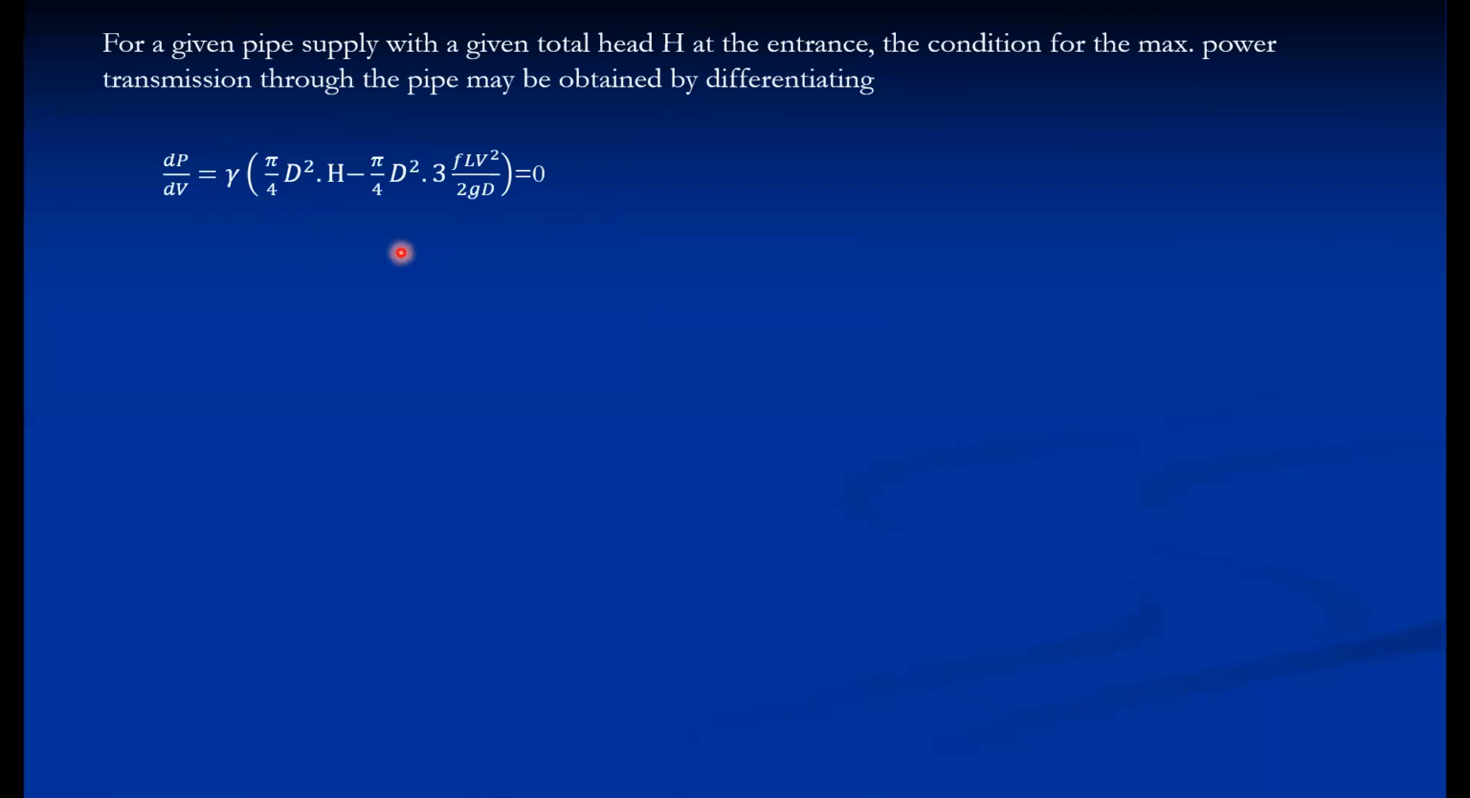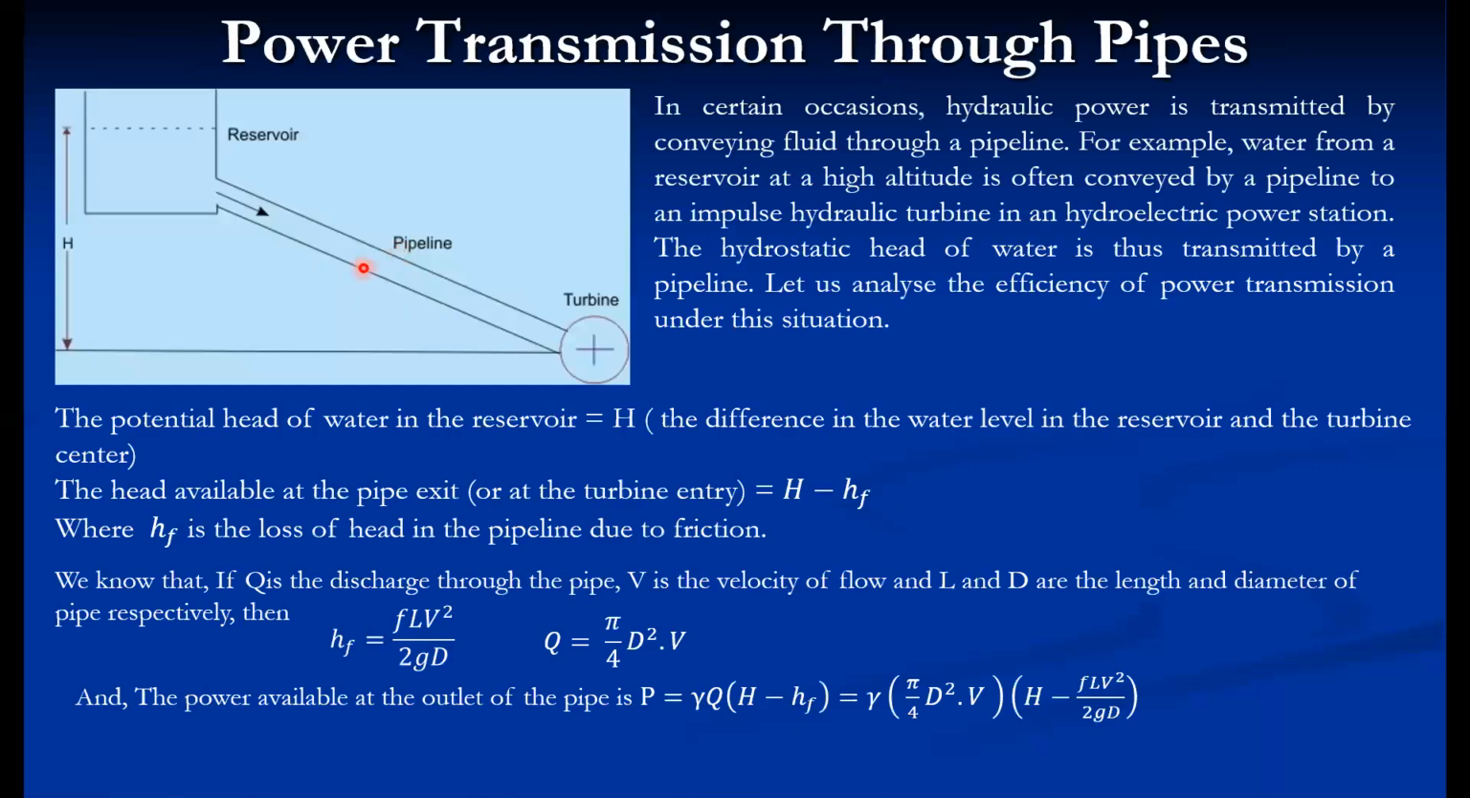If we differentiate the previous expression with respect to V, this is gamma into pi by 4 d square H, the first term. And in the second term, there is a velocity term, V cube. So instead of V cube, we can write 3 V square, or 3 FLV square by twice GD. The common term is gamma into pi by 4 d square.